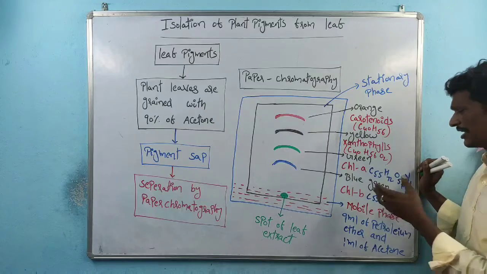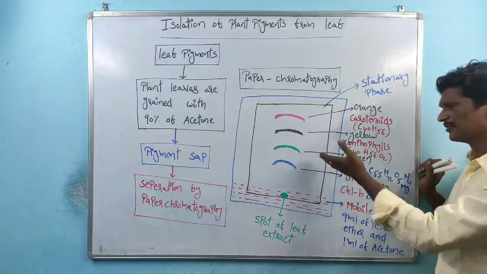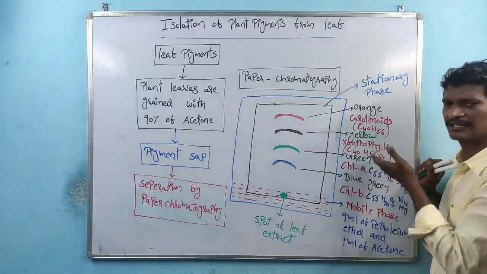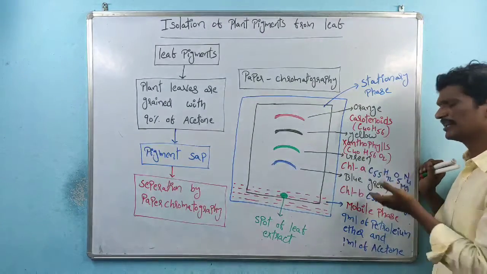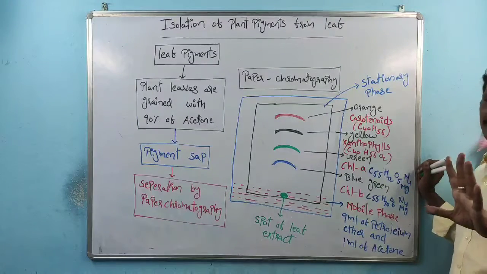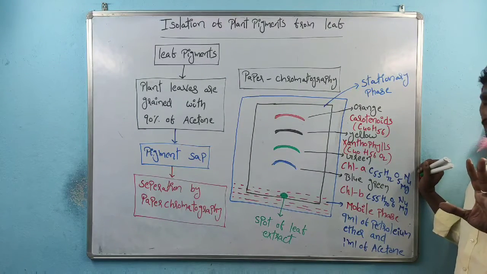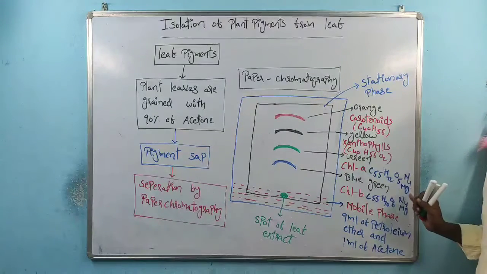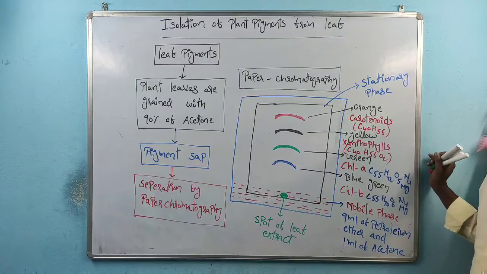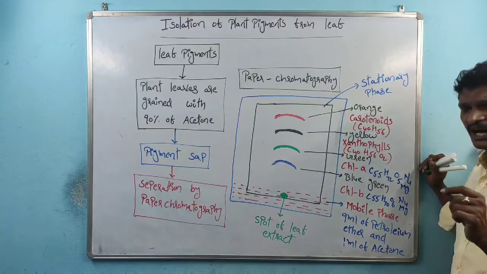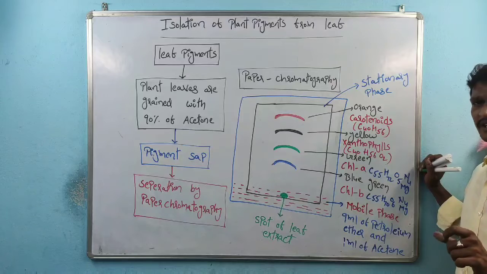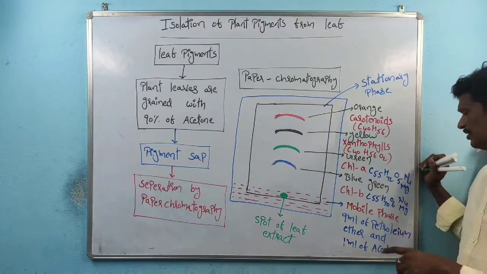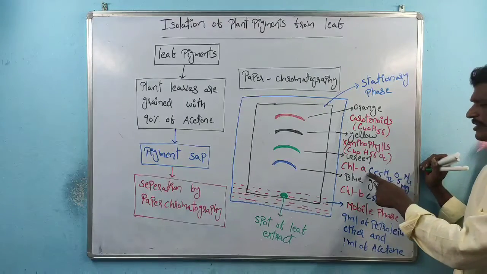That's the difference, right? And next there is chlorophyll A. The third band is the green color. The green color band indicates chlorophyll A. Remember, magnesium is the metal ion within the chlorophyll structure. The formula is C55H72O5N4 with magnesium. There are nitrogen atoms, oxygen atoms, hydrogen atoms, carbon atoms, and magnesium is the central metal ion in the chlorophyll A structure.